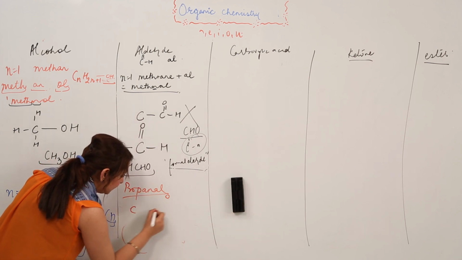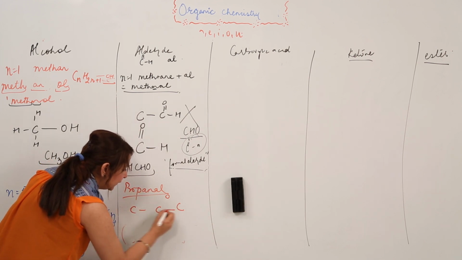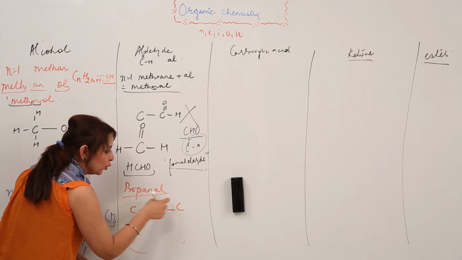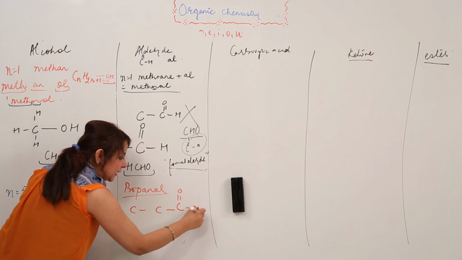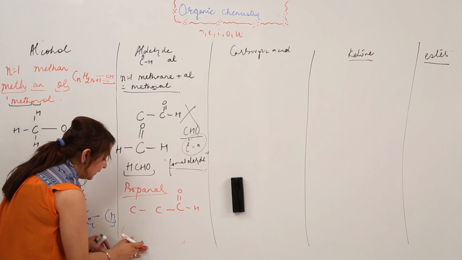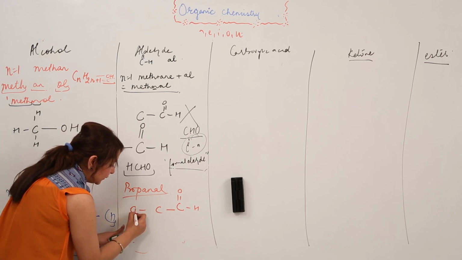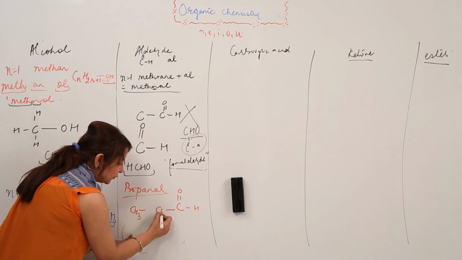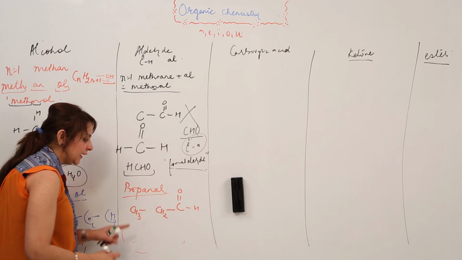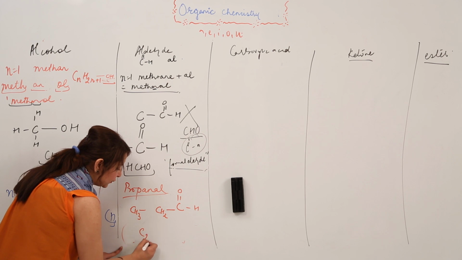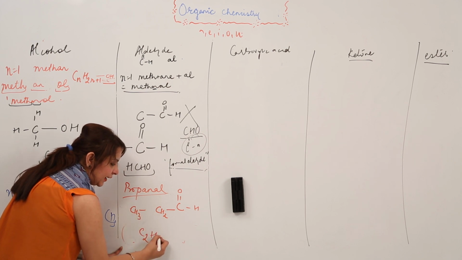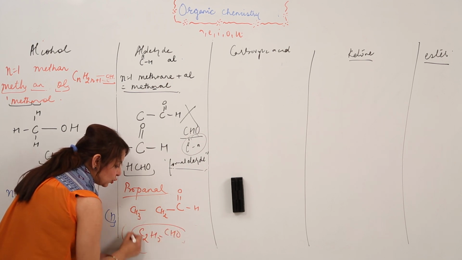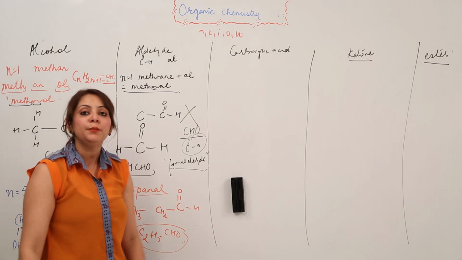Prop means 3 carbon, an means all single bond, al means CHO. So I'm making this corner one as CHO, right? So I'm counting the valency now. See, 1 valency is satisfied, so that means I need to put 3H. Here, 2 valencies are satisfied, so I need to put 2H, right? So when I count them, I'll have 2C, 5H and CHO. So this is the formula for propanal.